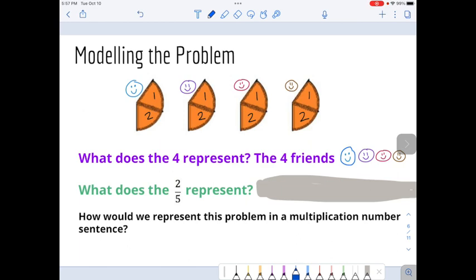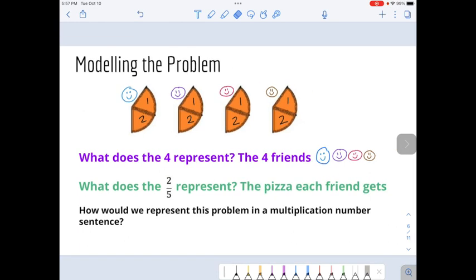But what about the 2/5? If the 4 represented the friends, then the 2/5 represents the amount of pizza that each friend gets, right? In this case, we could call them slices. 2 slices, and you need 5 to make a whole pizza. But here's the big question. How would we represent this problem in a multiplication number sense?